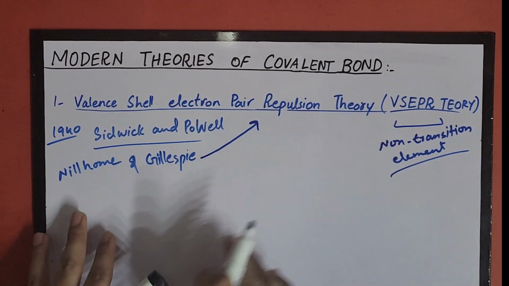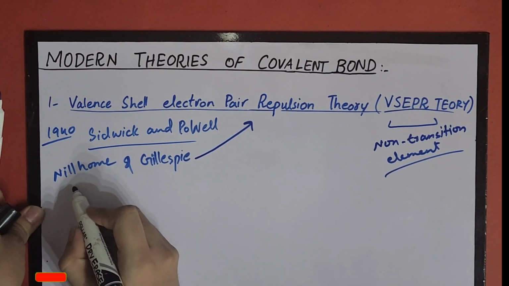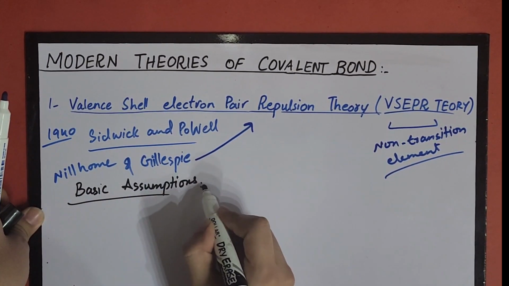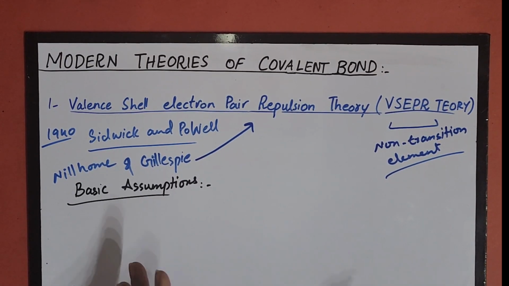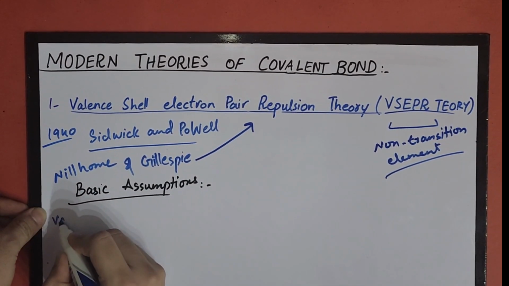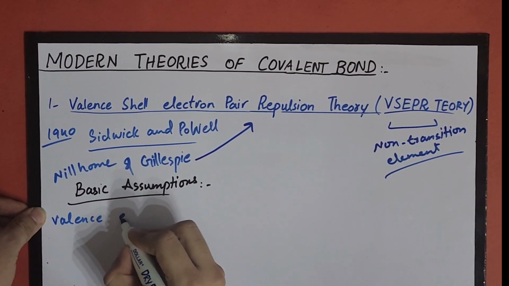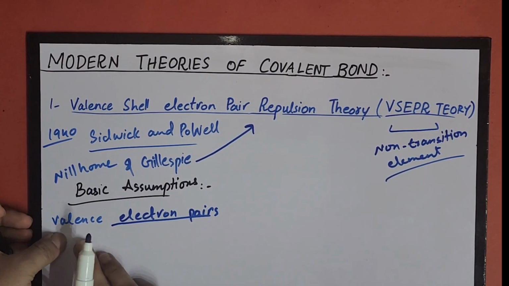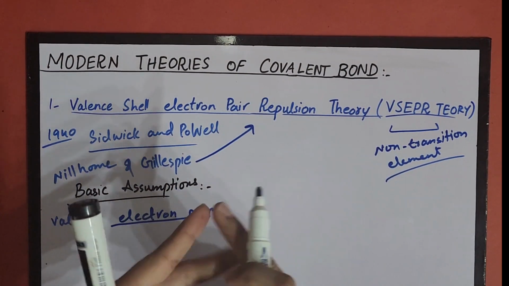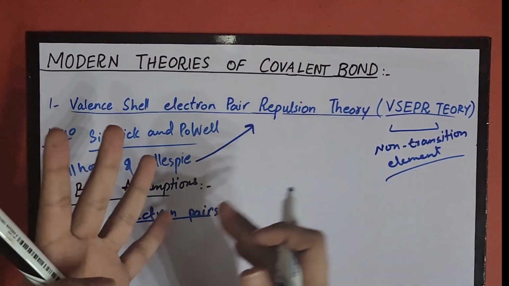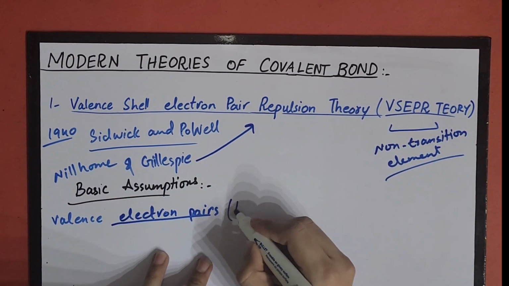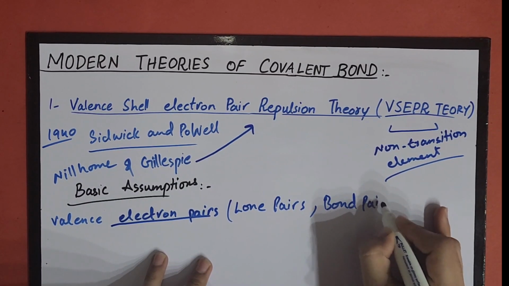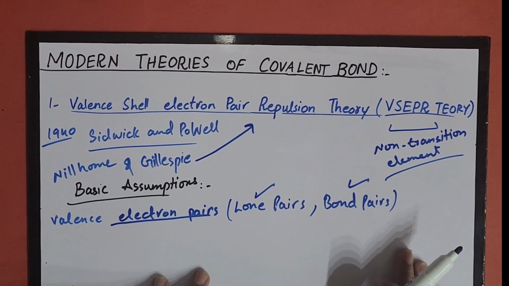Alright, so the basic assumptions of this theory are as follows. The electron pairs that are present in the valence shell are called valence electron pairs. These can be of two types. The first category is lone pairs, and the second category is bond pairs. Lone pairs are in a free state, while bond pairs are in a bonded state to another element.